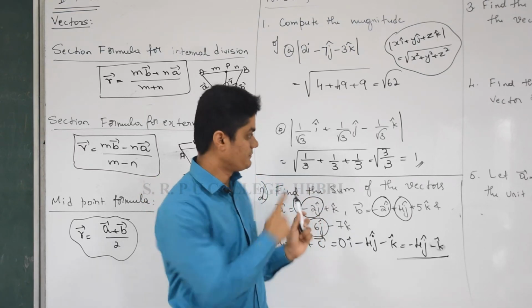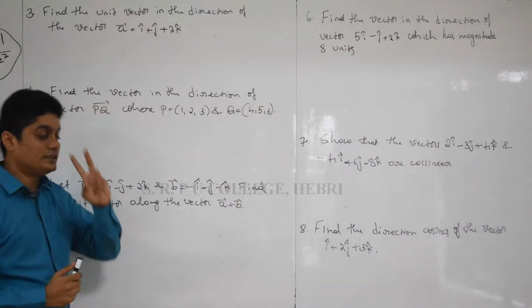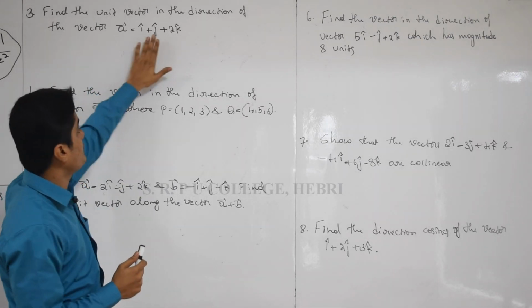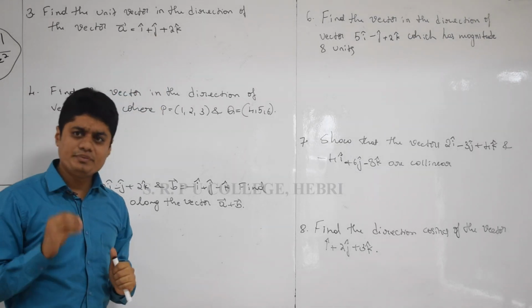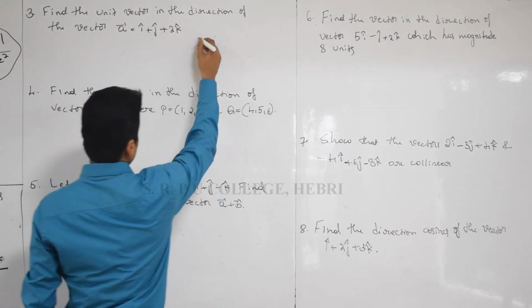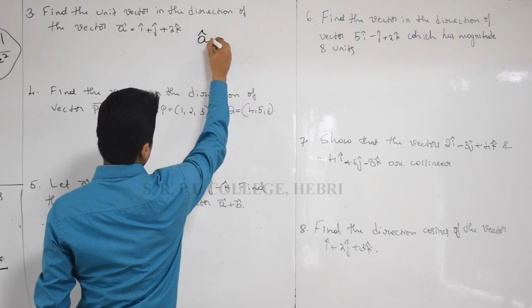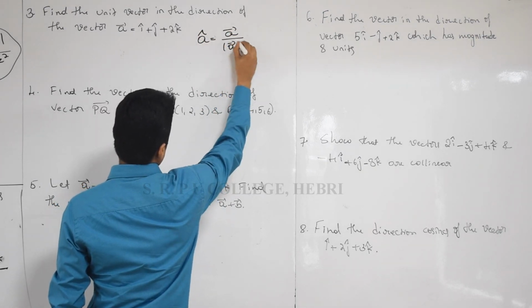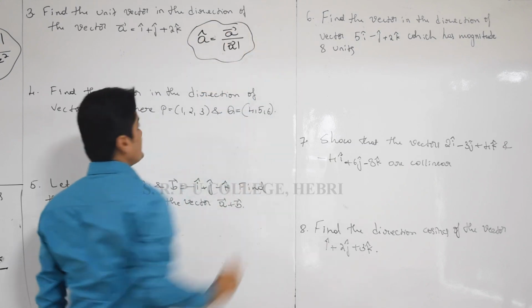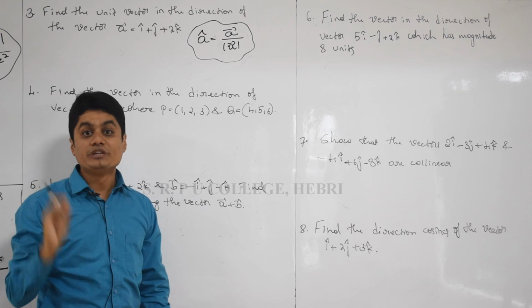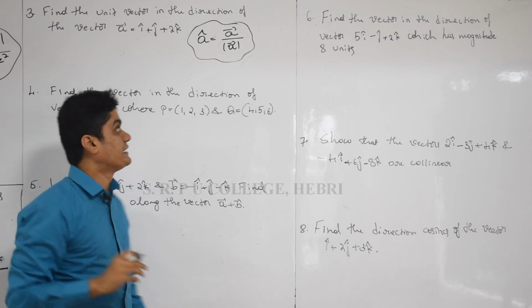Understood? First two problems are clear, right? Very good. Third question: find the unit vector in the direction of the vector a equal to i plus j plus 2k. Do you remember what we mean by unit vector in the direction of vector a? It is denoted by a cap, and a cap is equal to vector a by its magnitude. It represents the unit vector in the direction of vector a.